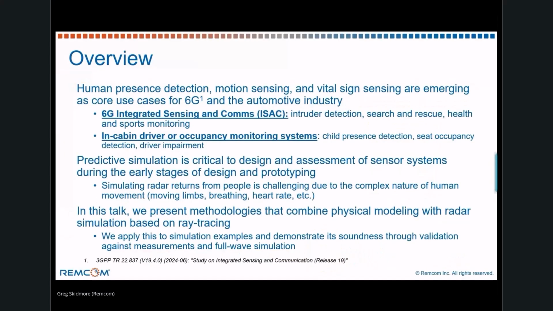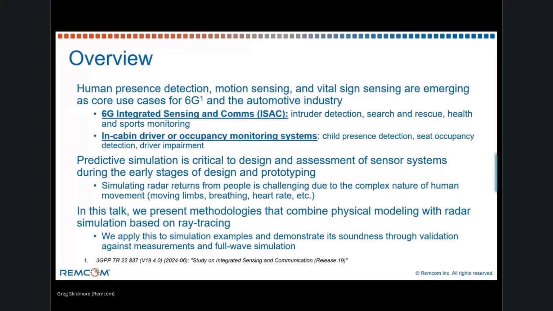A real motivation for this is that human presence detection is becoming very important in just about all the industries that we support. In wireless communications and 6G, we're looking at integrated sensing and communications, things like intruder detection, search and rescue, health monitoring. In the automotive industry, in-cabin driver or occupancy monitoring systems, things like child presence detection, seat occupancy, driver impairment.